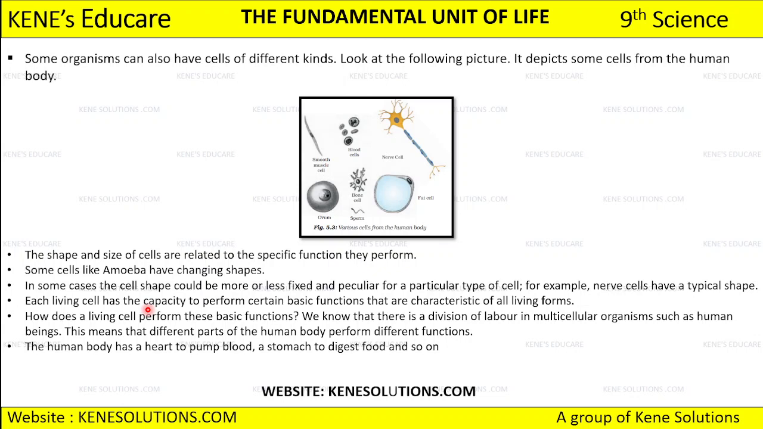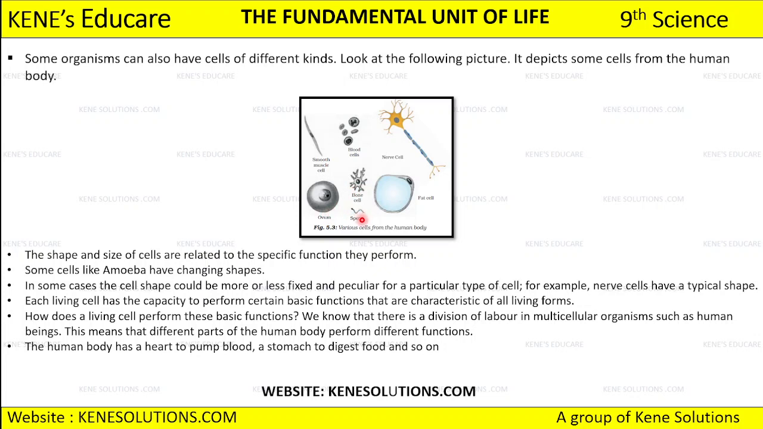Then, the picture that you can see on the screen, figure 5.3, shows the shapes of different cells which are present in the human body. So in the human body we have smooth muscle cells, blood cells, nerve cells, fat cells, bone cells, ovum and sperm.